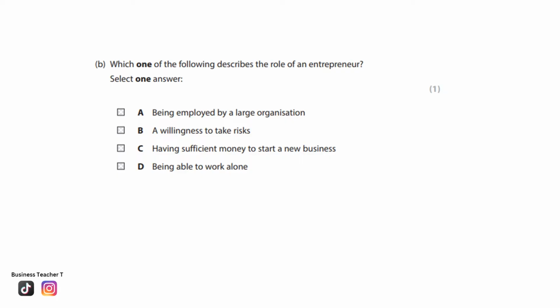Which one of the following describes the role of an entrepreneur? Is it A, being employed by a large organization, B, a willingness to take risks, C, having sufficient money to start a new business, or D, being able to work alone? And the answer is B, a willingness to take risks.